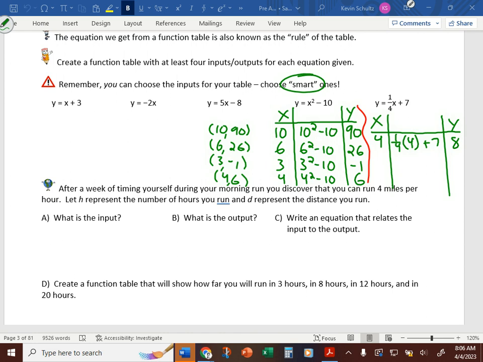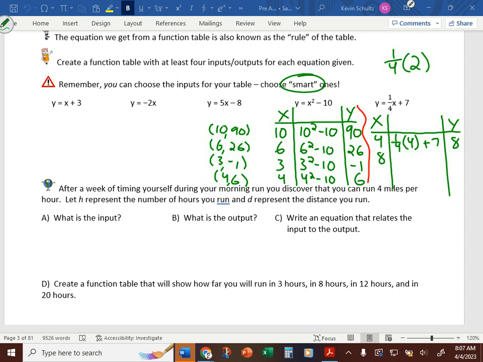Kristen? 2. 2, I would call that a challenging value. Because if we plug in 2, we're taking 1/4 of 2. That doesn't work out quite as evenly as 1/4 of 8. Could we pick 2? Yes. Will it work? Yes. But I want to stick with what we're going to call smart values here, rather than the challenging ones. 8. 8 would be smart.